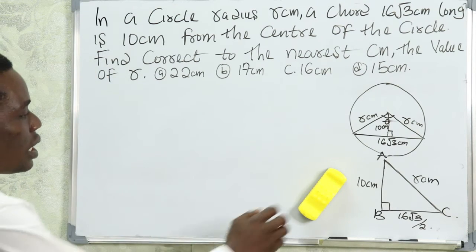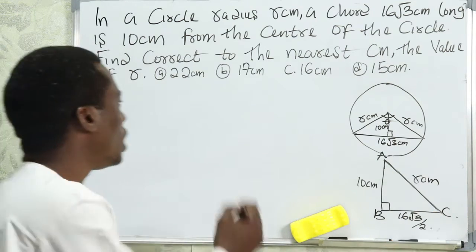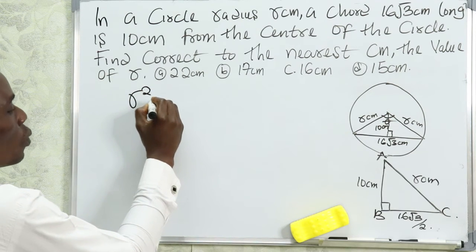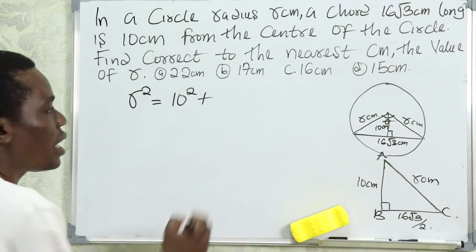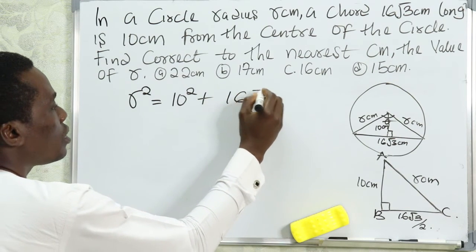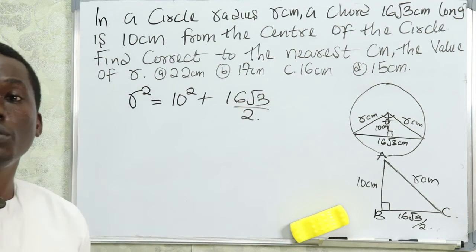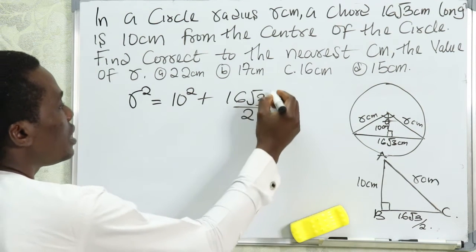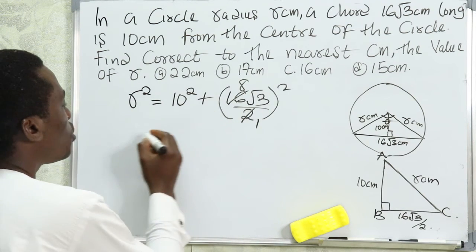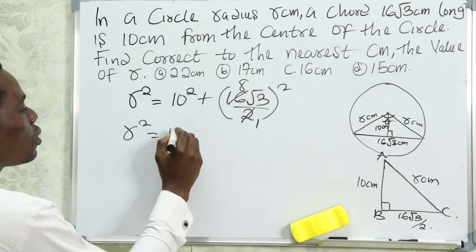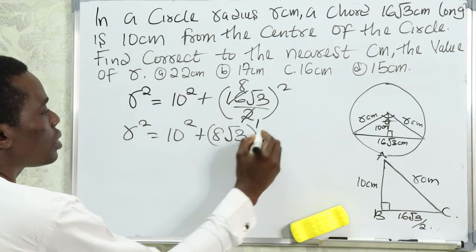Now, how do we look at that? The longest side is the hypotenuse. So the square of the hypotenuse, r squared, is equal to the sum of the squares of the other two sides, which will give us 16 root 3 divided by 2. Now let's reduce that: 16 divided by 2 will give us 8. So r squared is equal to 10 squared plus 8 root 3 squared.